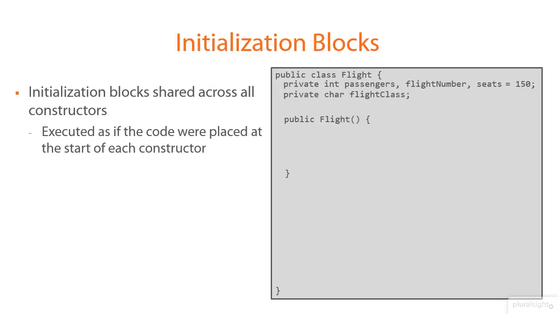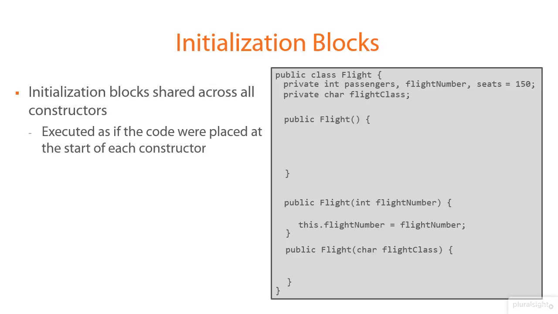So now let's add two more constructors. One that accepts our flight number, so we'll go ahead and initialize that. And another one that accepts our flight class, and that initializes the flight class field.